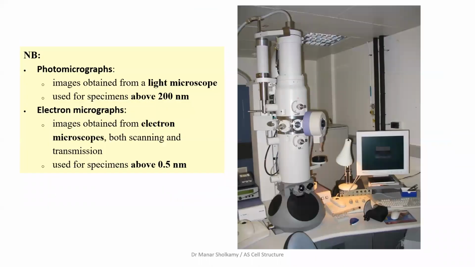This one. Okay, so you have light and you have electron. Light microscope, I see the cell from the outside. Electron microscope, I see the cell from the inside.